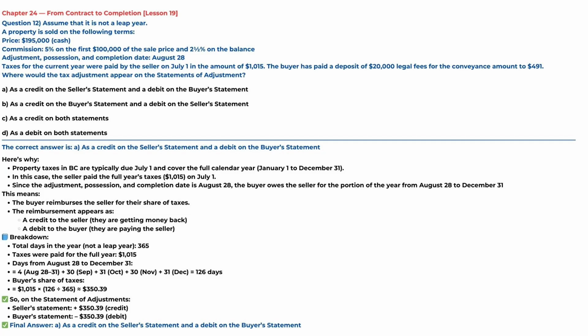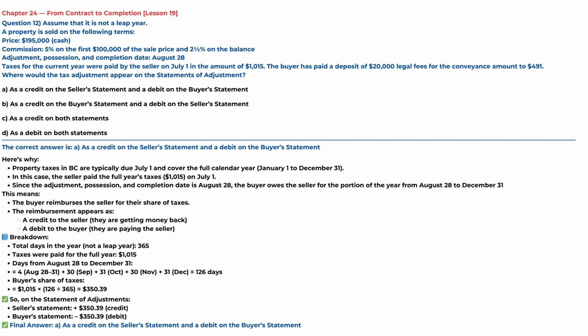A property is sold on the following terms. Price: $195,000, cash. Commission: 5% on the first $100,000 of the sale price, and 2.5% on the balance. Adjustment: possession and completion date: August 28. Taxes for the current year were paid by the seller on July 1st in the amount of $1,015. The buyer has paid a deposit of $20,000. Legal fees for the conveyance amount to $491. Where would the tax adjustment appear on the statements of adjustment?